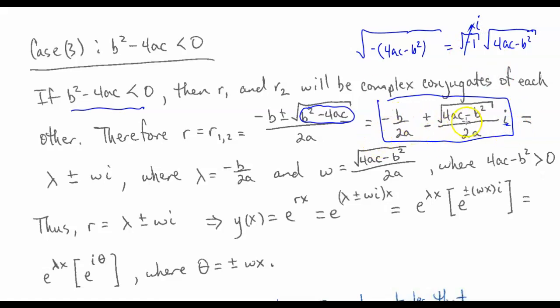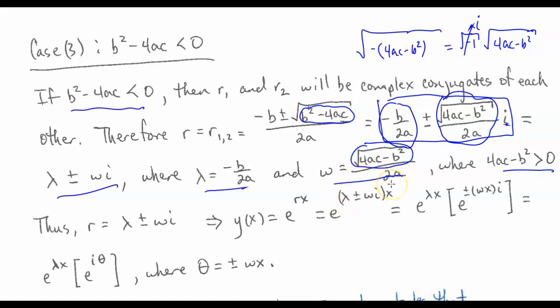From that point, we know that what we have here is the imaginary part of our complex solutions, and here is going to be the real part. So I rename it as lambda plus or minus omega i, and I make sure to make that note. And of course, in this case, 4ac minus b squared is positive, so that's actually going to end up being a real number inside of here now.